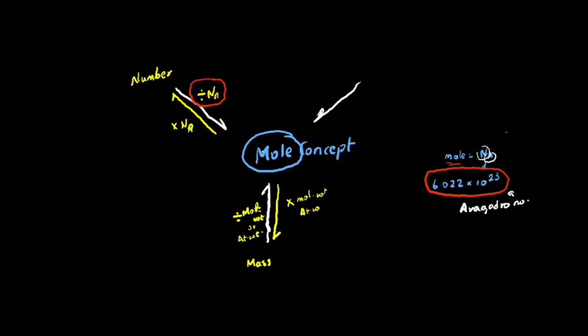Now, only for gases. When it comes to gases at STP, standard temperature and pressure, you multiply by 22.4 or divide by 22.4. If you want to convert mole to volume of gas, I have 1 mole of gas. That means how much volume of gas do I have? 22.4 liter of gas I have.